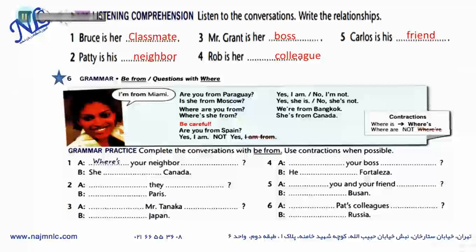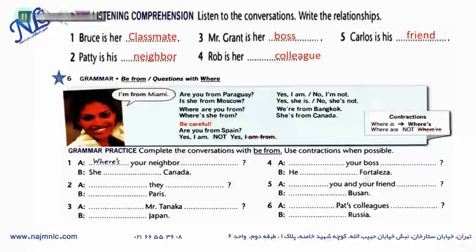Page 13. Exercise 5. Listening comprehension. Listen to the conversations. Conversation 1. Hi, Steve. This is Bruce. Bruce is my classmate. Repeat, please. Thank you so much. Continue. Nice to meet you, Bruce. Thank you. Nice to meet you, Steve.